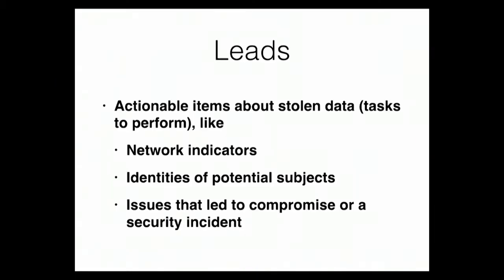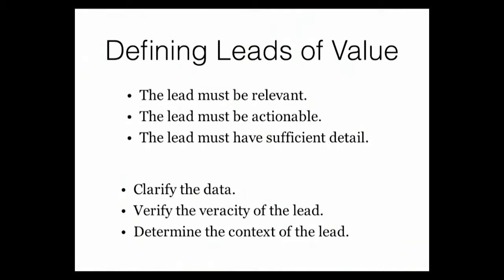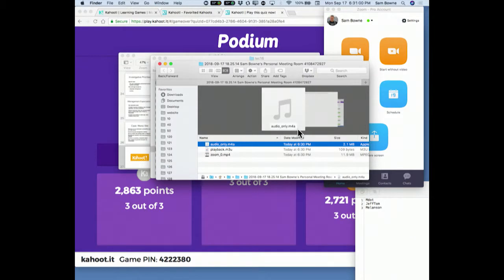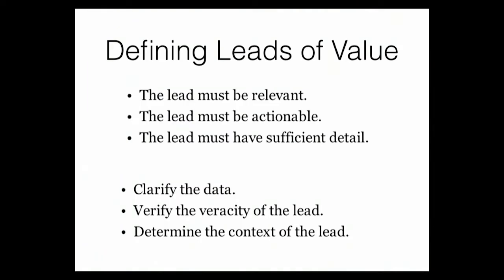So let's look at the initial development of leads. A lead is a bit of evidence that is helpful in that you can use it to find more evidence. So you want something like an IP address, an identity or a name you can search for in emails, something like that. So you need something relevant to the problem, something actionable, and enough detail that you can search for more things like it. And the first thing you have to do is make sure you have clarity on what you measured, so you know what you got.